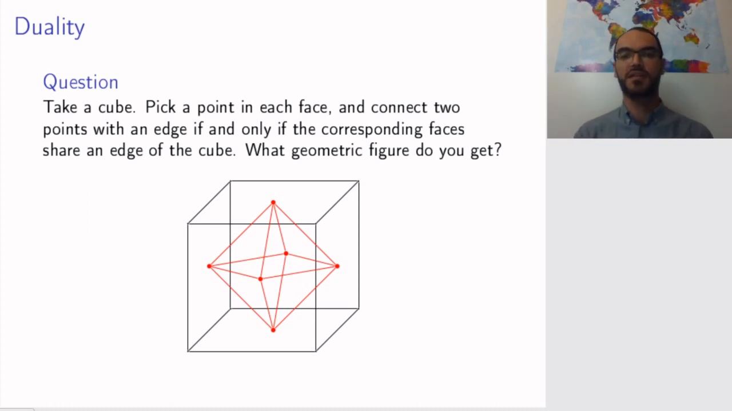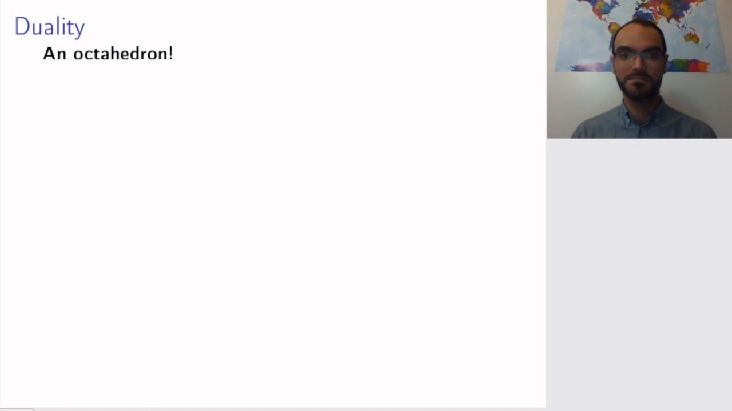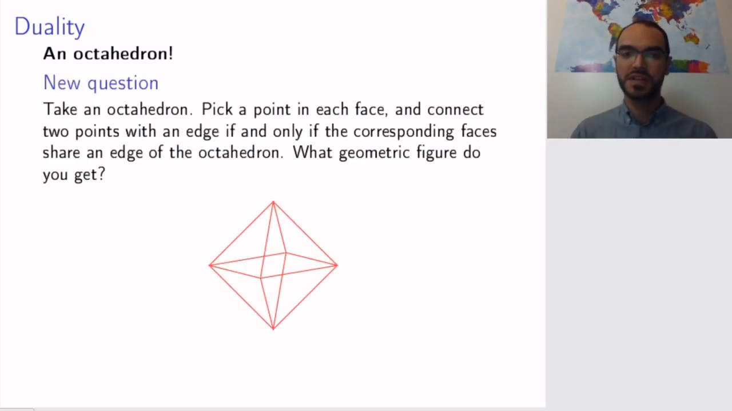It's a different polyhedron. And now that's exciting if you like octahedra, but if not, maybe let's try to produce something new. So let's start now with an octahedron and do the same thing. You pick a point in each face and you connect 2 points if they are on faces that share an edge between them. What do you get? Try this, pause the video.